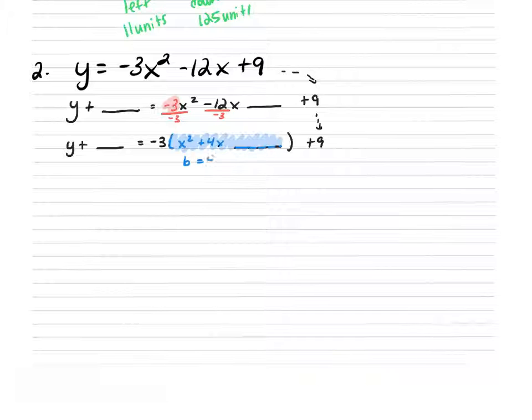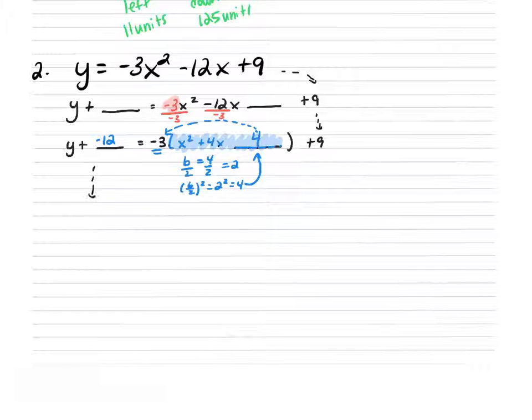So if b was equal to 4, b over 2 is equal to 2. So my b over 2 squared would be equal to 4. So 4 is a number that goes there. Now, most importantly, as we're learning, I added negative 3 groups of 4 to the right side. So 4 times negative 3 really means I added negative 12 to the right side. So I need to add negative 12 to the left side.